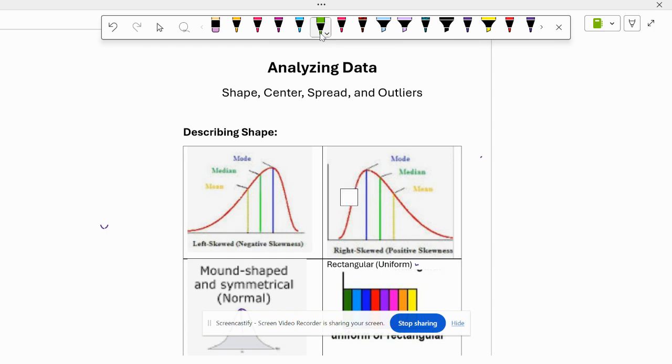Then the center, the spread, and then we use outliers. So we're going to talk about how to describe those.